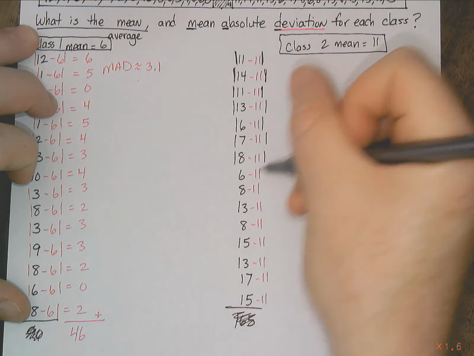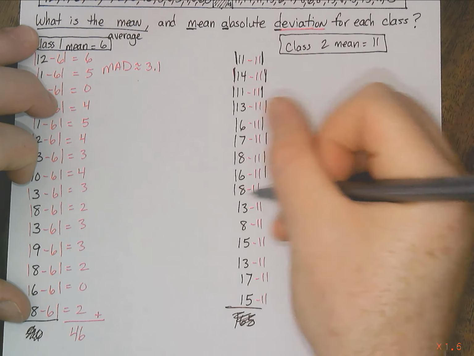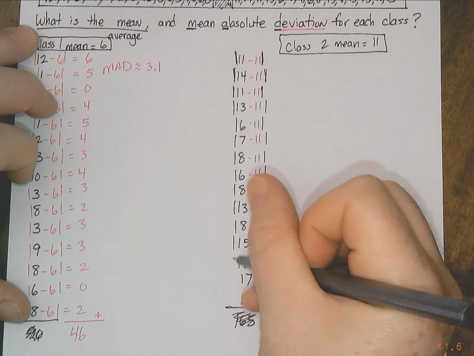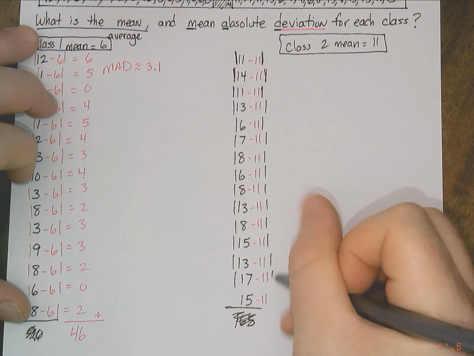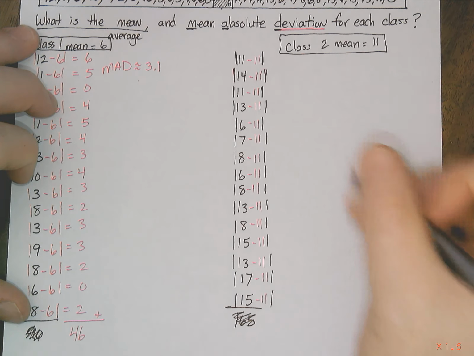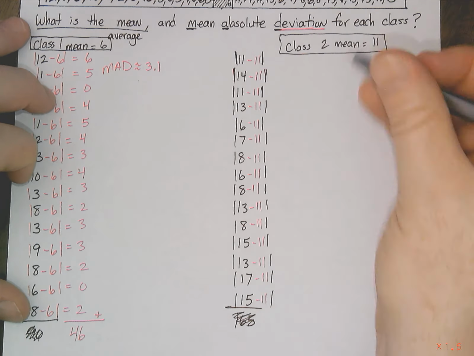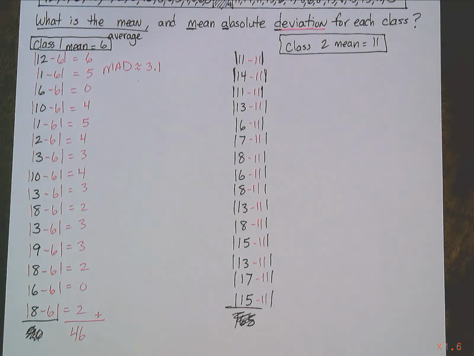It'd be nice if it was a different number. Okay, so these absolute value brackets, again, they don't really do anything. All they do is basically say whatever the answer is, the outcome's always going to be positive. So, all right, we're going to subtract 11 from each one.